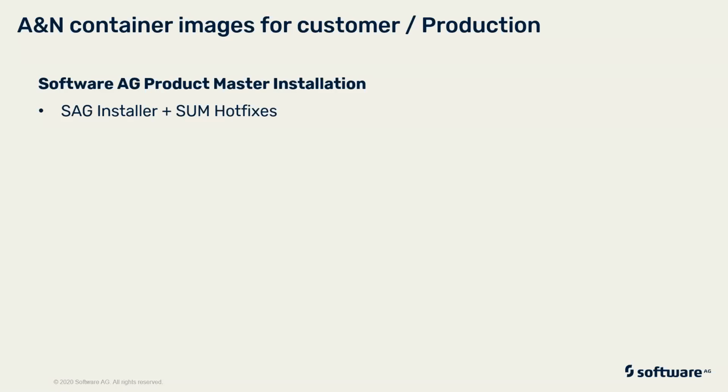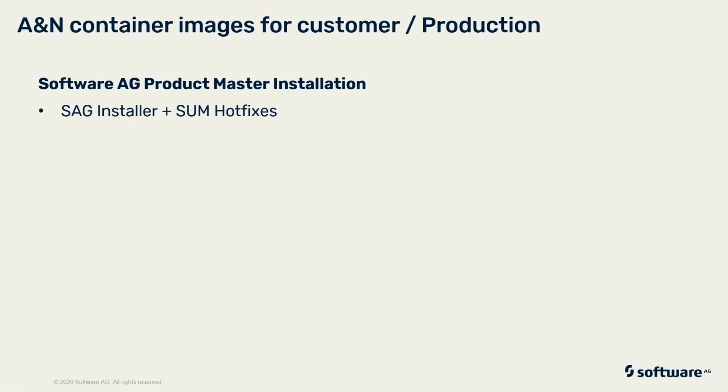And I want to explain this to you so that afterwards, after you try the community edition, you can even immediately start and build your Adabas Natural images. The starting point that we have decided so far is that you need to start with a Software AG product master installation. So you have to take one machine where you usually install with your Software AG installer, and you should always apply the latest Zoom hotfixes on this machine.